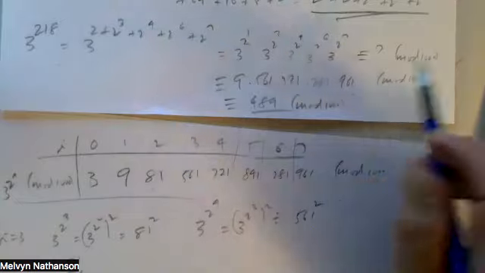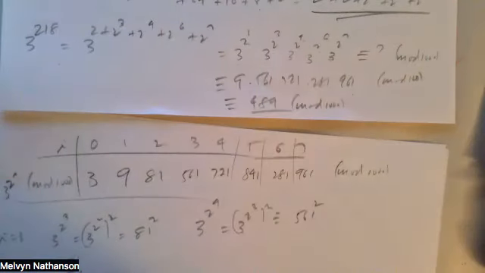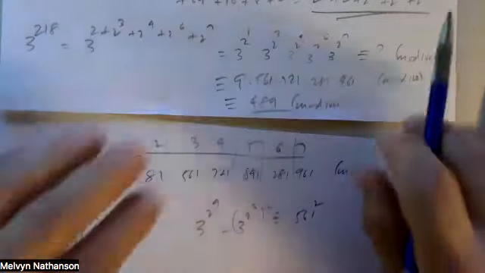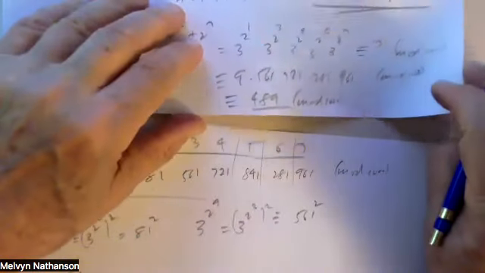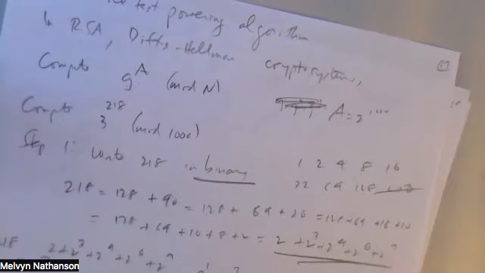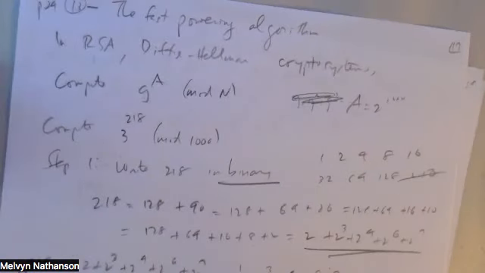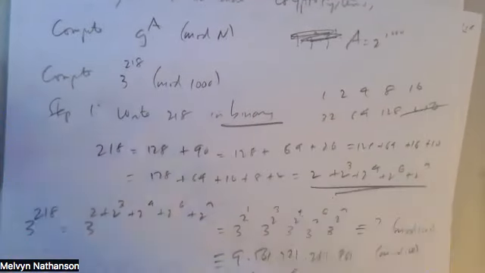And the point is that to try to calculate this to the 218th power by just multiplying by 3 over and over and over again would take too long. I just leave it at that. Too long. And this fast powering algorithm works with very high efficiency. Again, if you are a computer programmer, you may have written the computer program to do this, but it is very efficient.